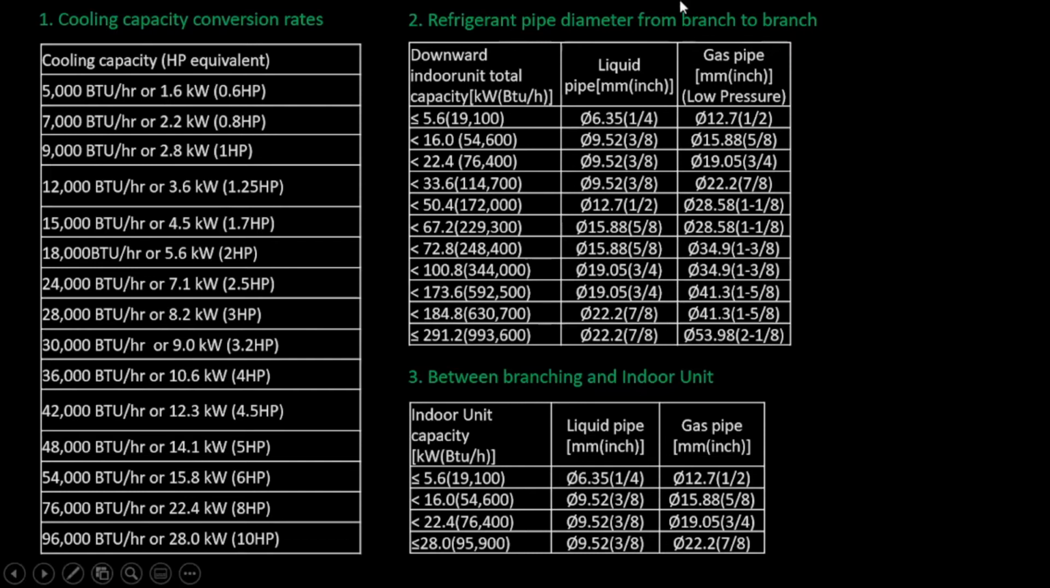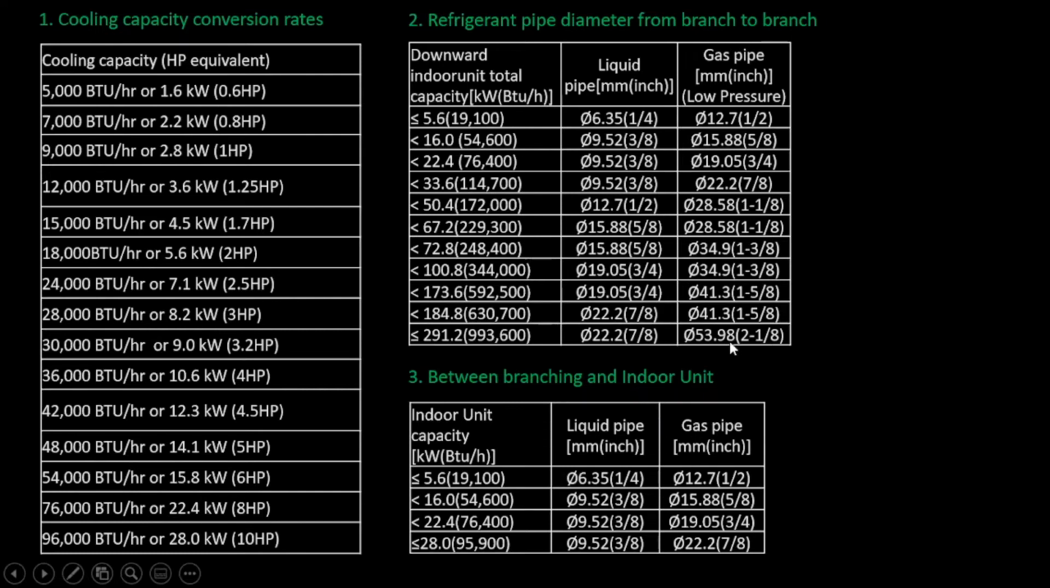For table 2, if the total indoor unit capacity is less than or equal to 5.6 kilowatts, then the right liquid pipe size to use is 6.35 millimeters, while the right gas pipe size to use is 12.7 millimeters. And we can go on and on till we get to 291.2 kilowatts. Anything less than or equal to that, the right liquid pipe size to use is 22.2 millimeters, while the right gas pipe size to use is 53.98 millimeters.